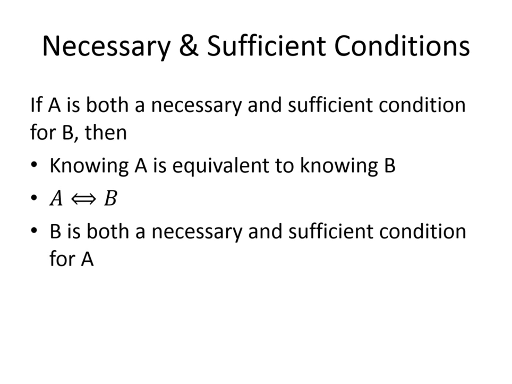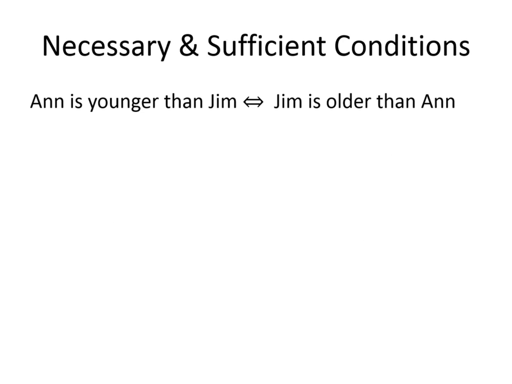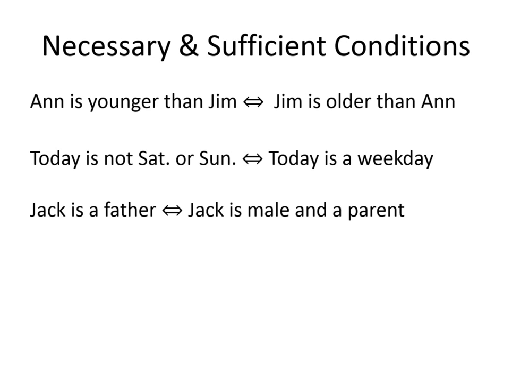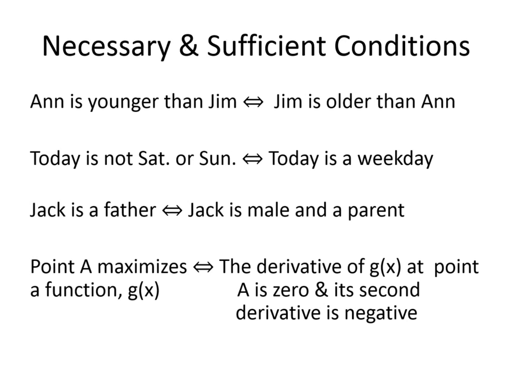The reverse is also the case. So if A implies B, you must know that B implies A. For example, if you know that some person, Anne, is younger than Jim, that is both necessary and sufficient to conclude that Jim is older than Anne. If you know that today is neither Saturday nor Sunday, that is both necessary and sufficient to conclude that today is a weekday. And if you know that Jack is a father, that is both necessary and sufficient to conclude jointly that Jack must be both male and a parent.